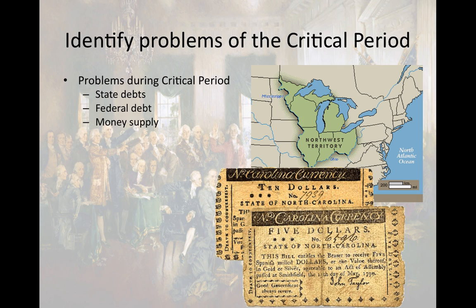There was an issue with the money supply. If you look at these pictures down here, these are North Carolina monies that would have existed during the period of the Articles of Confederation. And if North Carolina had their own money, what does that mean? All states had their own money. So if you can think of all states having their own money, it's going to make for sort of a problem in trading along state lines.